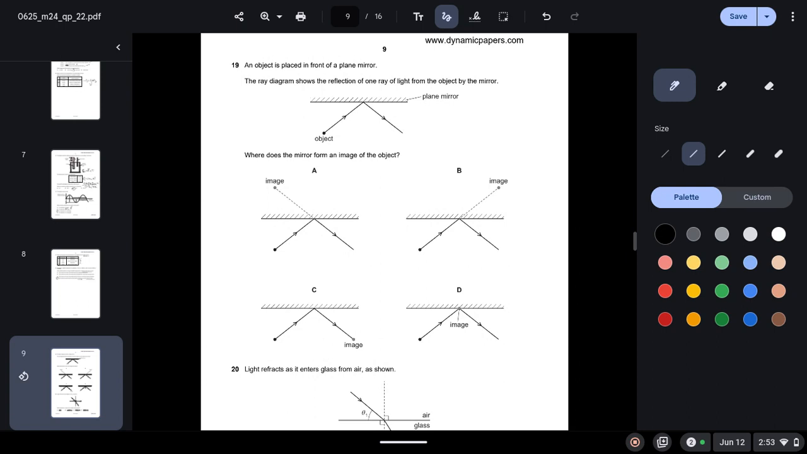An object is placed in front of a plane mirror. The ray diagram shows the reflection of one ray of light from the object by the mirror. Where does the mirror form an image of the object? So since it is a plane mirror, it will reflect, so it will form here, somewhere over here, and you can see this is true in option A.